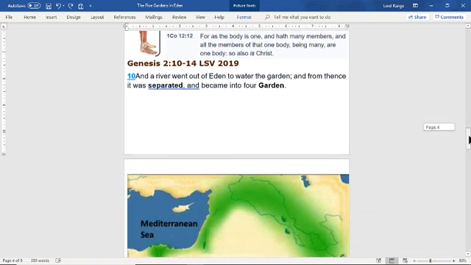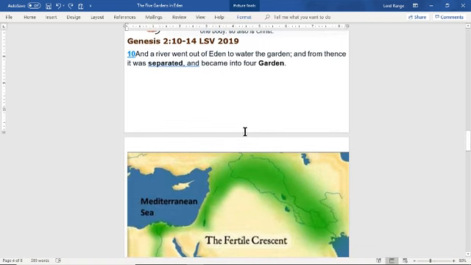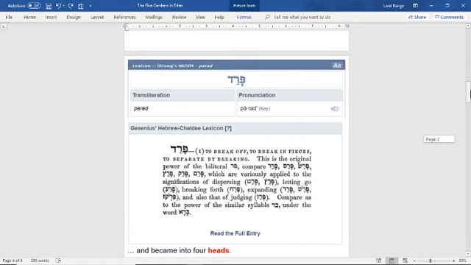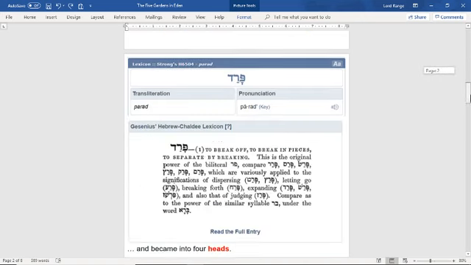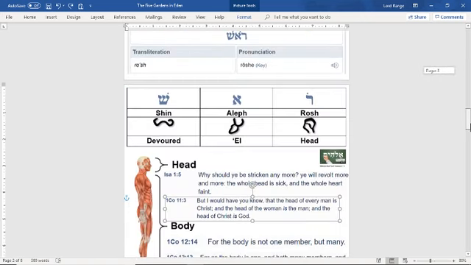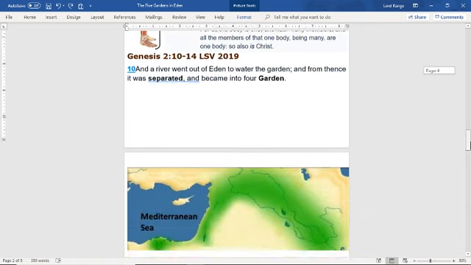So now we're back at Genesis chapter 2, verses 10 through 14. "And a river ran out of Eden," and again, this is that Jordan River, "to water the garden. And from thence it was separated and became into four gardens." So we don't just have one garden in Eden anymore. We have four gardens. And just like Adam is the head of this garden, you have four other men who are the heads of these other four gardens.